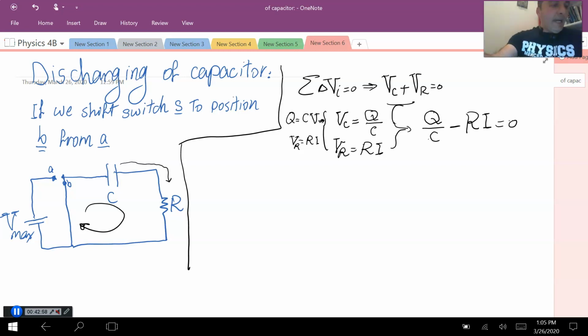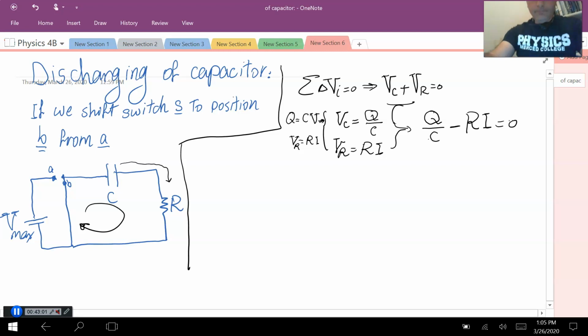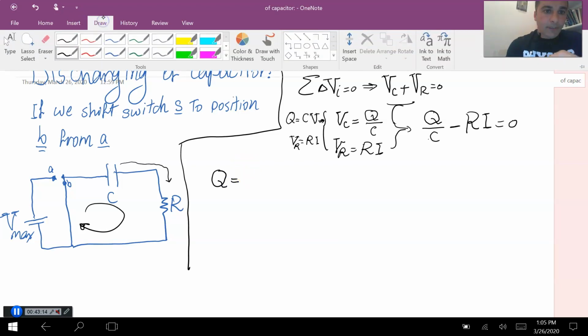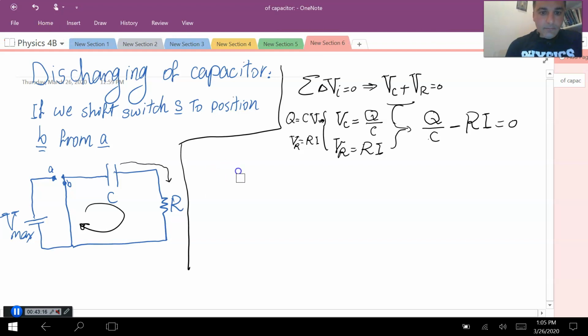So what I have at this time, I am going to have this. Watch, guys. We know that Q is equal what? Oh, sorry. We know that I is equal with dq over dt, correct?